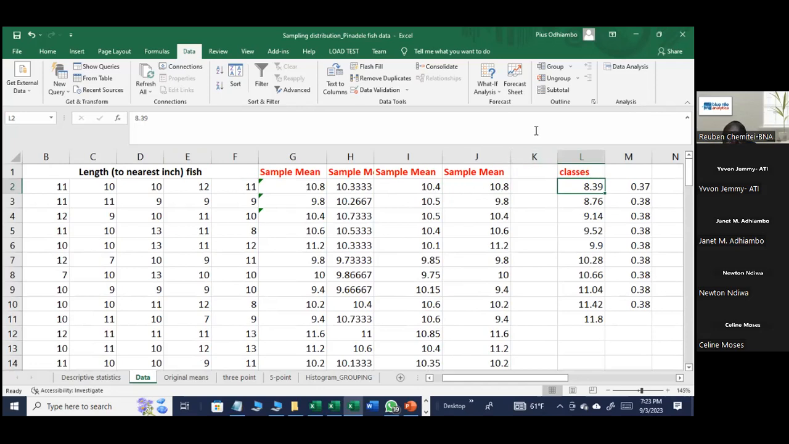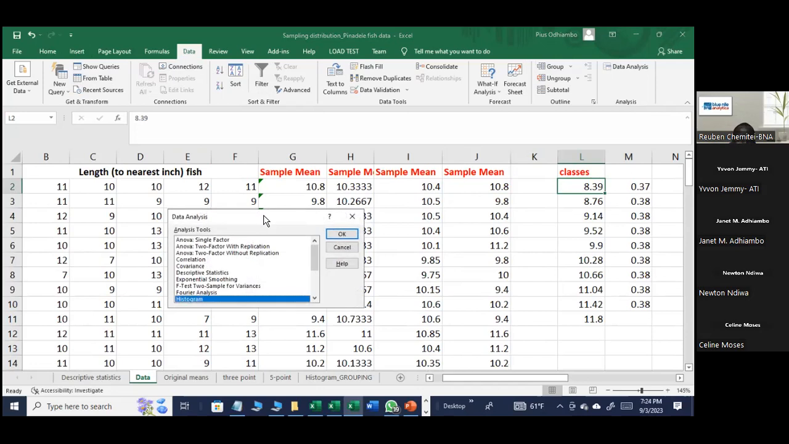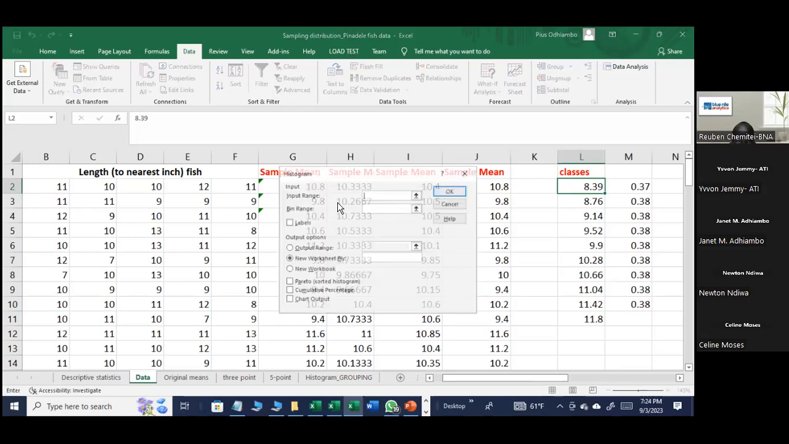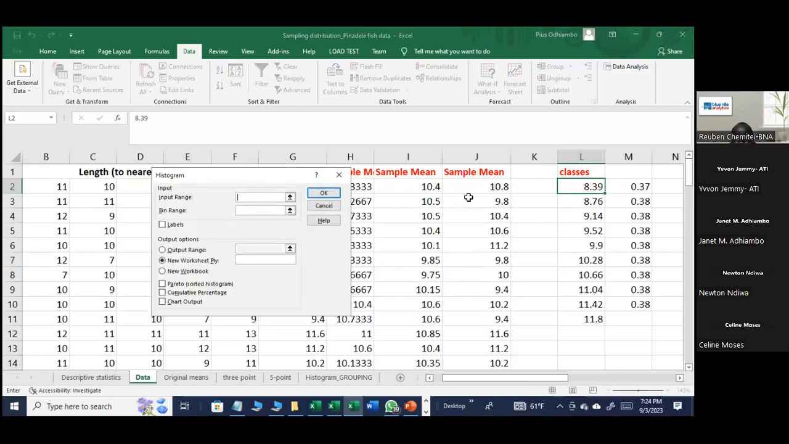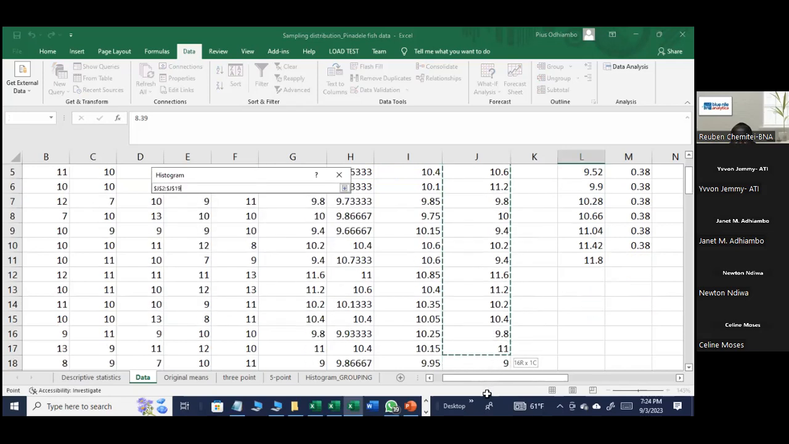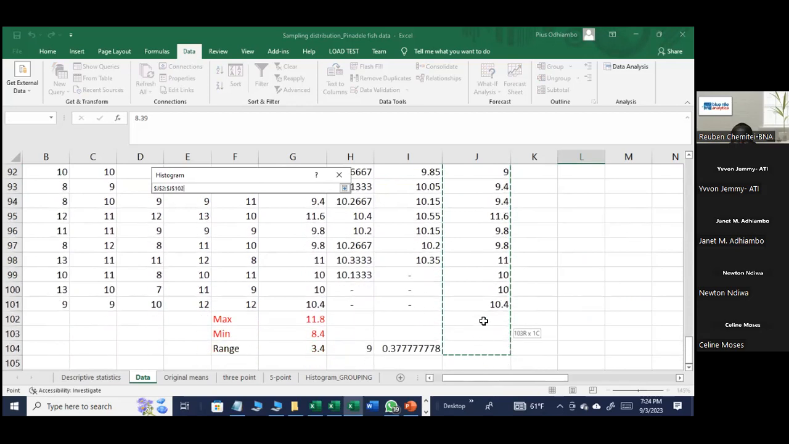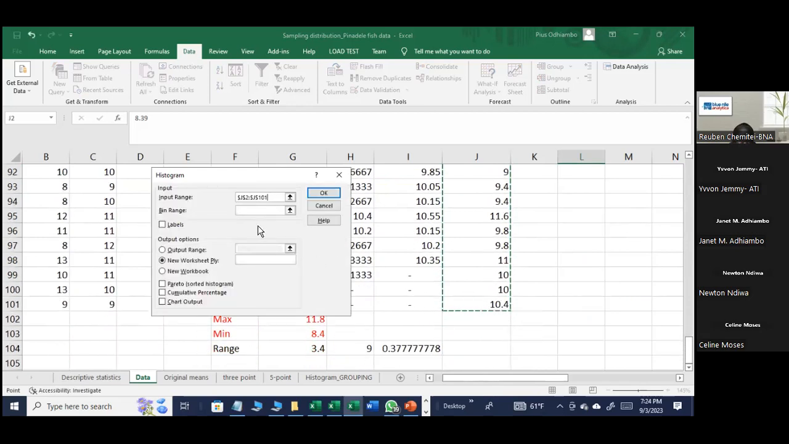I'll click here, I'll click here, I'll click here. Insert, no, sorry, Data, then Data Analysis. Then I'll select Histogram there. Then I click OK. Then the input range. So the input range will be this one here. I select it from here down like this, up to here. So this is J2 through J101, yes.